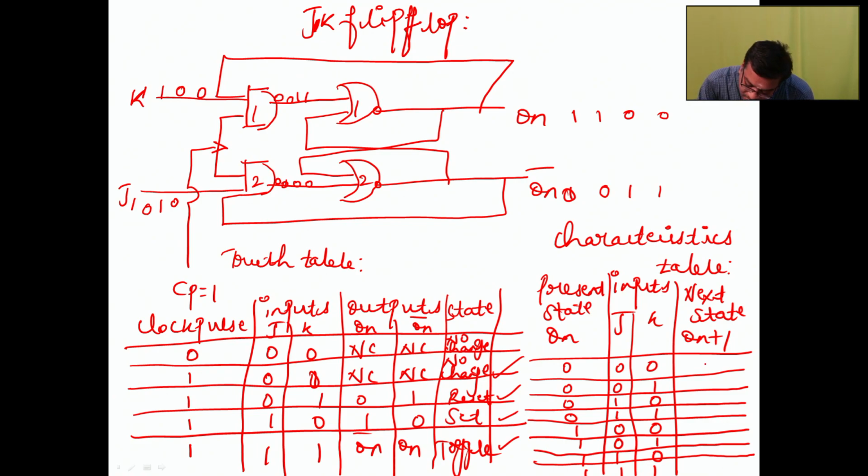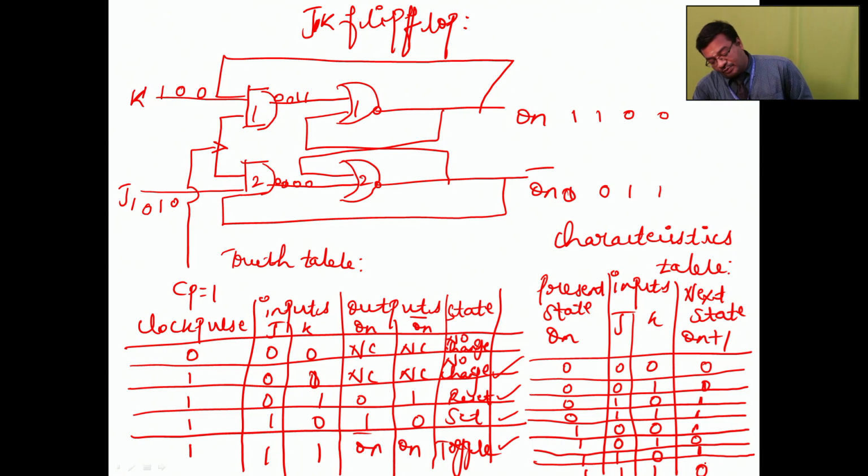So 0 0, no change. 0 1, I am giving a high value to K, we will get 0 here. Similarly, we are giving a high value to J, we will get 1 here. 1 1, toggle. The preset is 0, so the output will be 1. 0 0, no change. And 0 1, we are giving a high value to K, the K value is 0. So 1 0, we are giving a high value to J, the value is 1. 1 1, it will toggle.